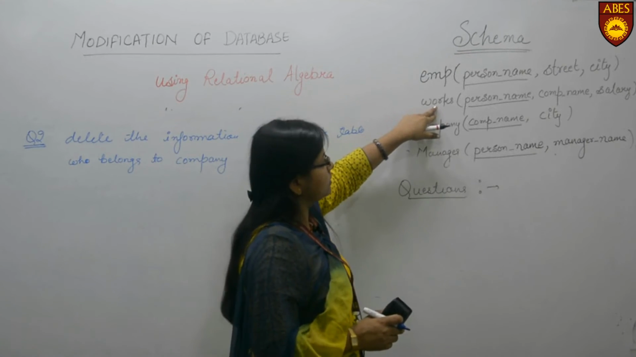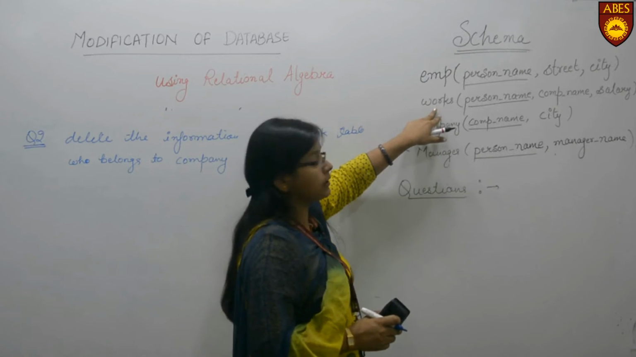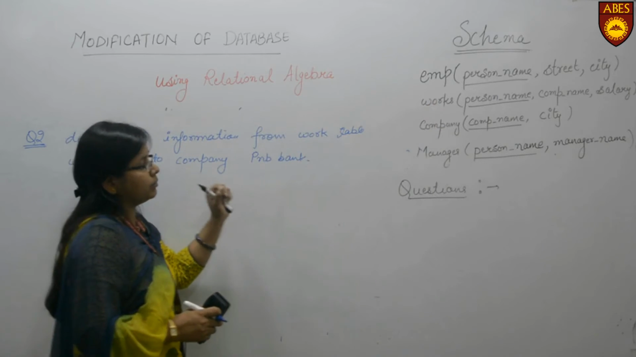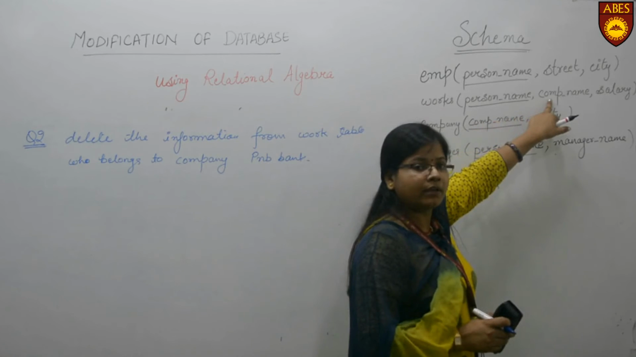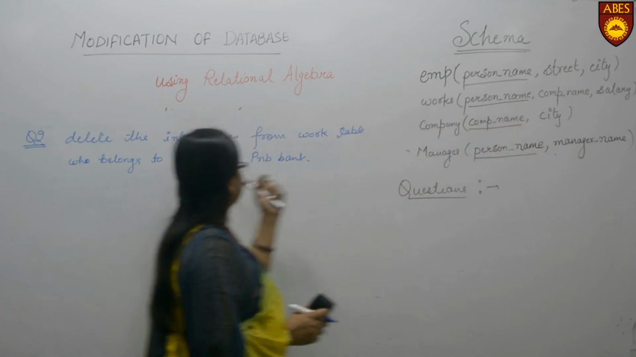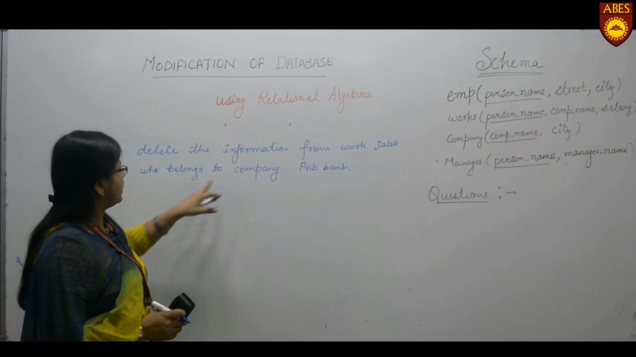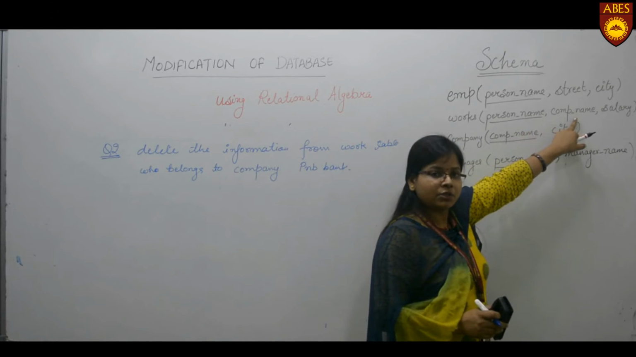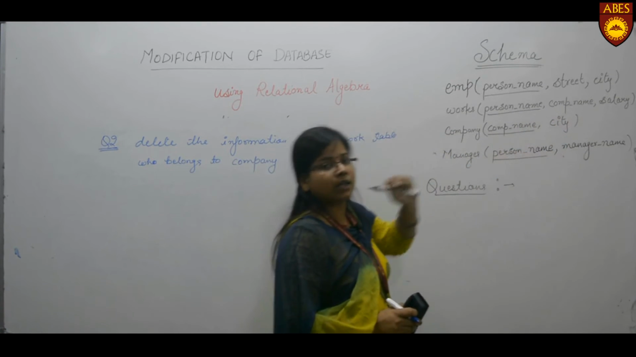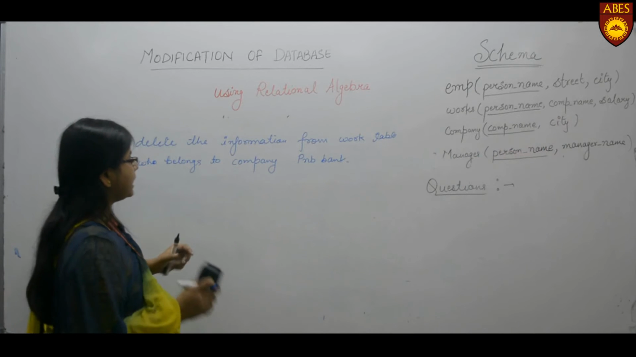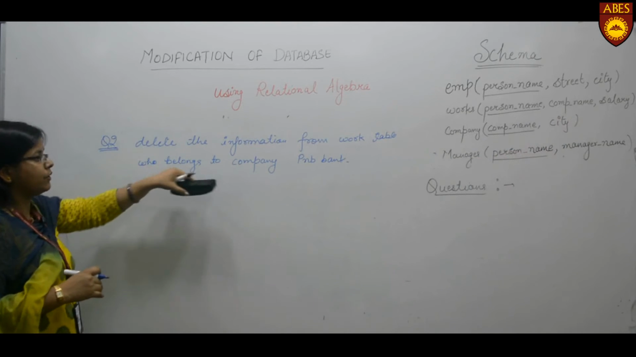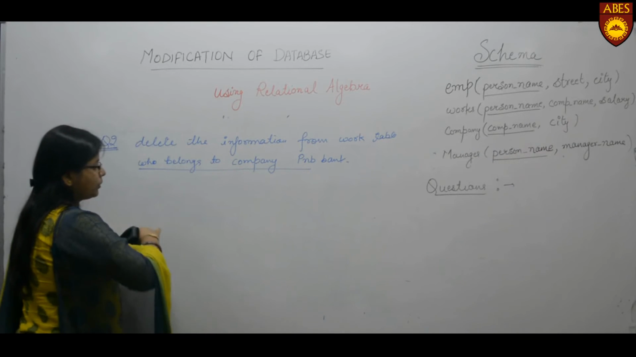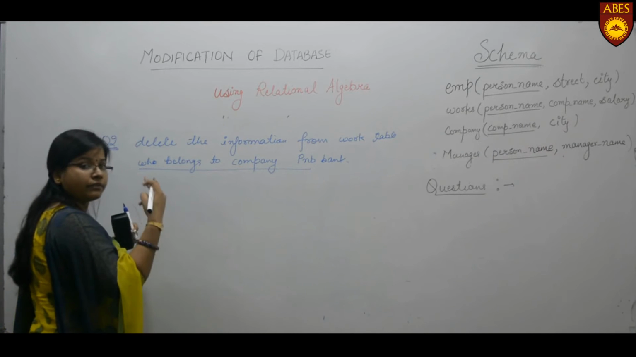So this is my works relation and I want to delete tuples from the works relation itself, but there is a condition that they belong to the company PNB. So I am looking for the attributes through which it can be solved. Here it is belonging to the company PNB, so the company name is equal to PNB. I'll be writing the query where company name is equal to PNB. First I need to retrieve those tuples which belong to the company. So what will be the query? I need to retrieve the tuples first.